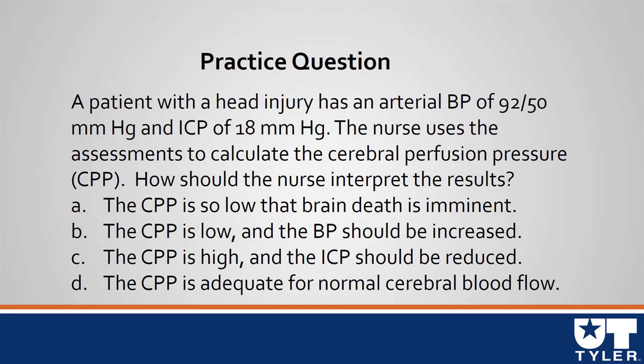Here's a sample practice NCLEX question. A patient with a head injury has an arterial blood pressure of 92/50 and an ICP of 18 millimeters of mercury. The nurse uses the assessments to calculate the cerebral perfusion pressure, or the CPP. How should the nurse interpret the results?